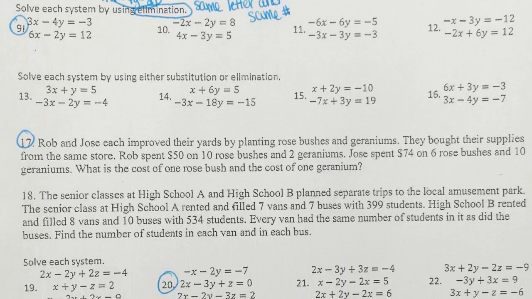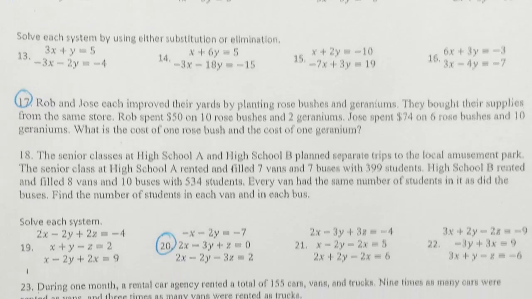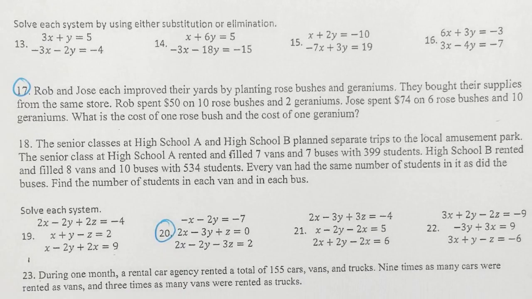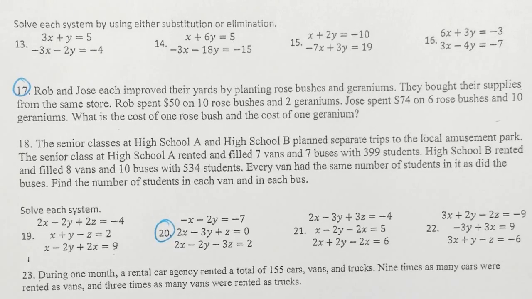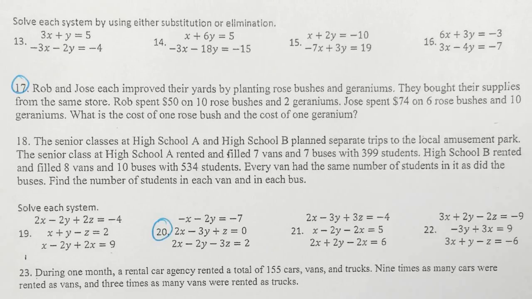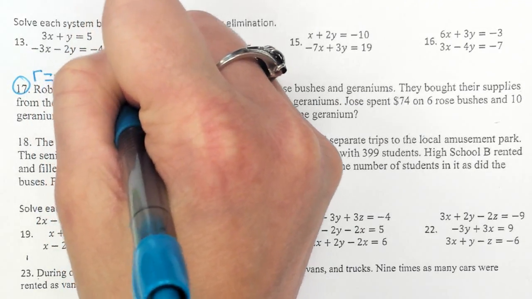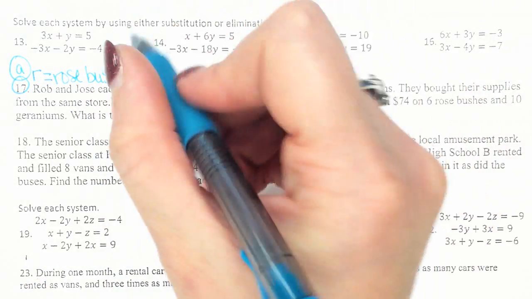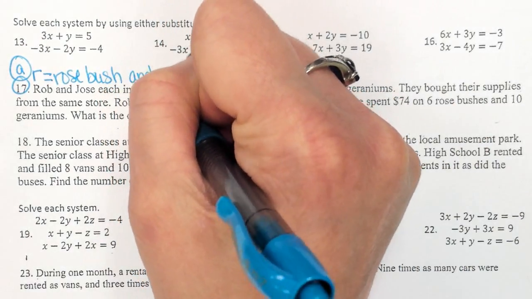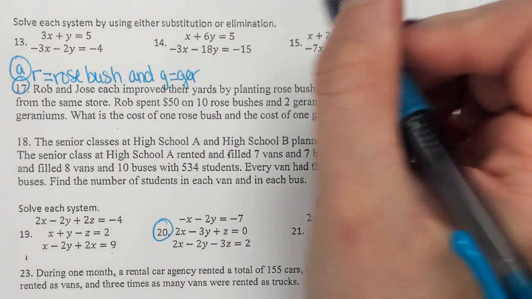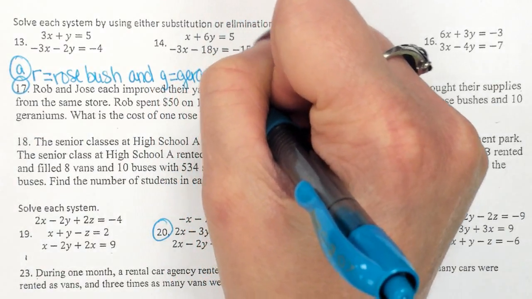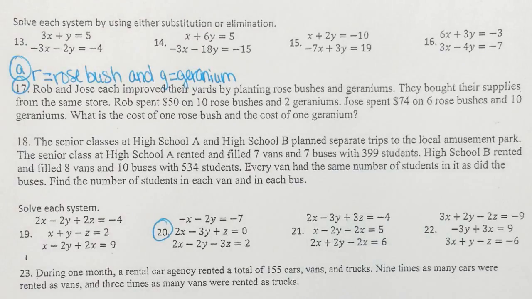Okay, 17. Let's go over 17 because there's going to be one just like this on your test, okay? So 17, you're going to have A, B, and C sections. Part A is going to ask you to define a variable. So what variables do you want to use on 17? R for rosebush, okay? So it's going to be part A of your test right here. And then what's the other one you want to use? G for geranium. So you just defined a variable right there. You're done. That's part A.